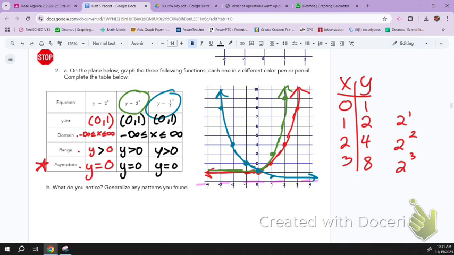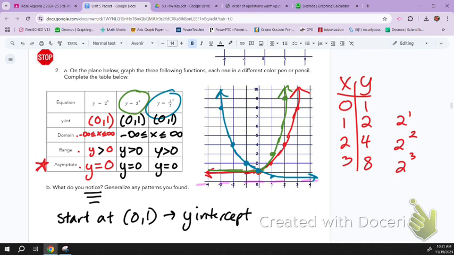Okay. Do we need more time for our graphs? From this table, from our graphs, what do you notice? Can you tell me something you notice? They all start at 0, 1. Why is 0, 1 a special point for a graph? What point is that? What's it called? Yay, thank you. It's the y-intercept. They all have the same y-intercept.